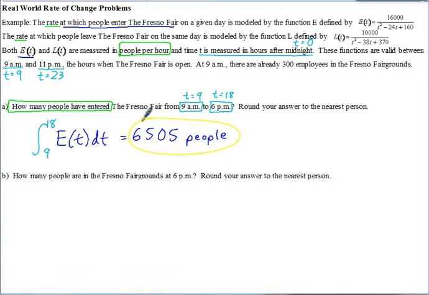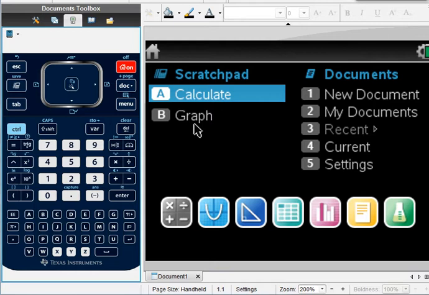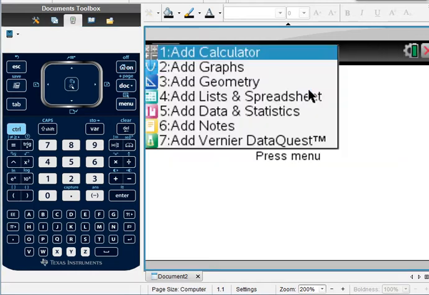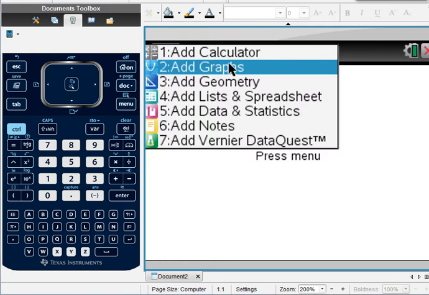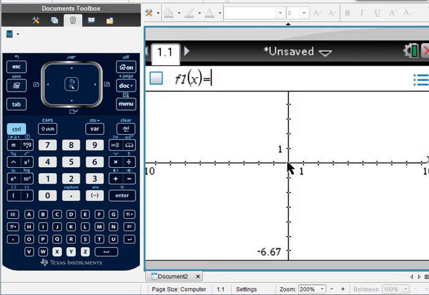Now let's go ahead and look at the Inspire, since we looked at the 84, and see how we can do the same thing on our Inspire calculator. So let's create a new document here. Add the graphs first. Let's go enter them in.